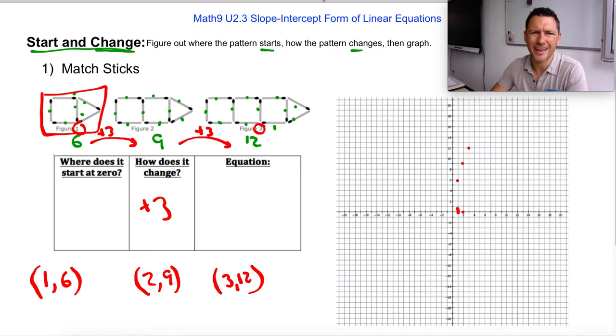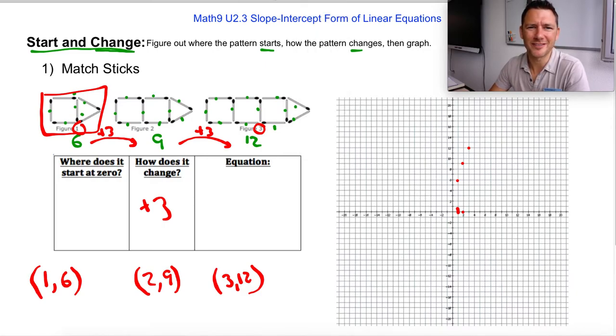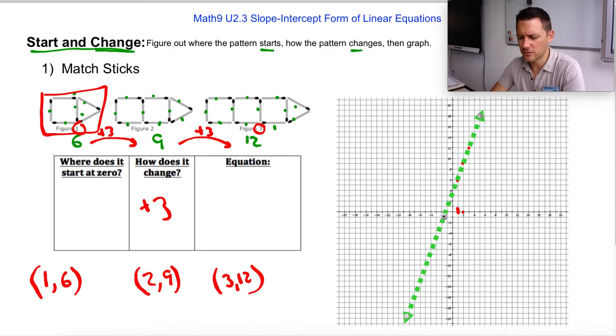So here's figure number 1, it's got 6 matches. Here's figure number 2, it has 9 matches. Figure number 3 has 12 matches, right? If you look at that with your nerd goggles on, which are permanently affixed to many of your heads, it makes a really nice line, right? It makes a straight line, and that shouldn't be too surprising, because we're talking about linear equations.